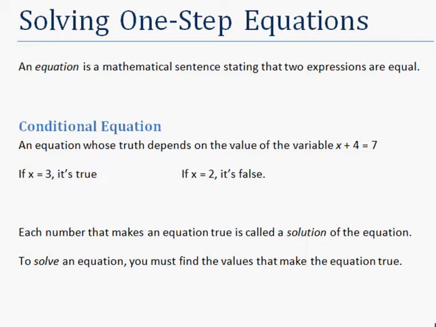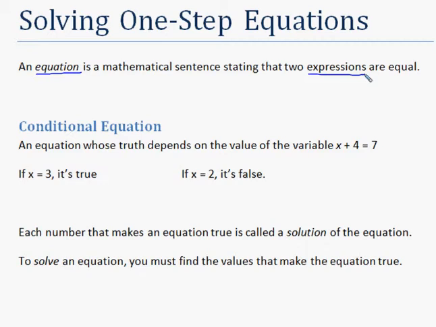So first of all, we're going to define an equation. An equation is a mathematical sentence stating that two expressions are equal. We have two terms in here that sometimes get mixed up: an equation and an expression. An equation has an equal sign. An expression is just a phrase. It does not have an equal sign. So equations are sentences, expressions are phrases. We've worked with expressions before, and now we're going to put those expressions into equations.